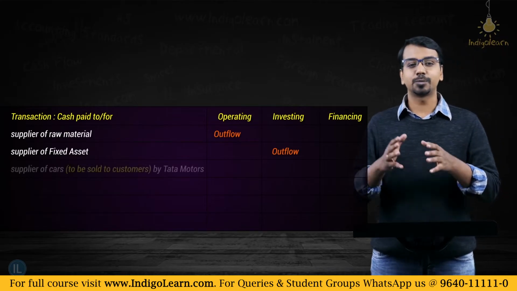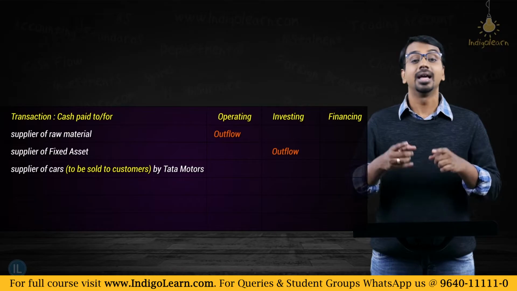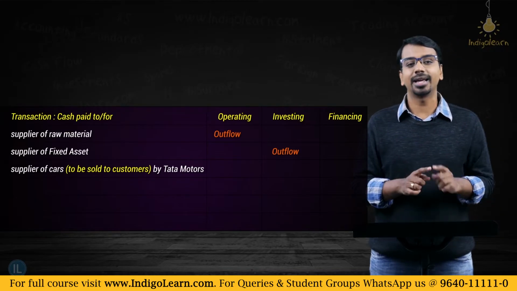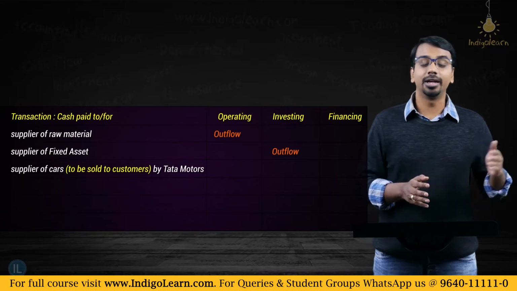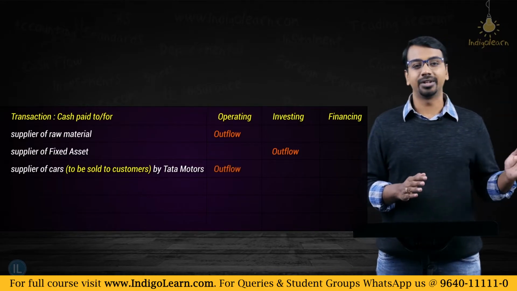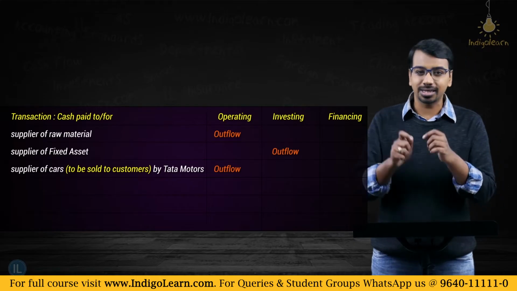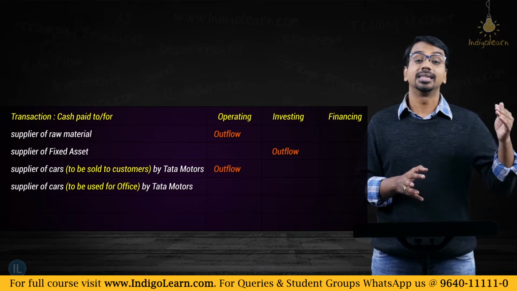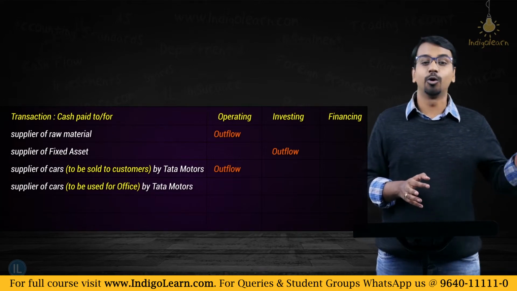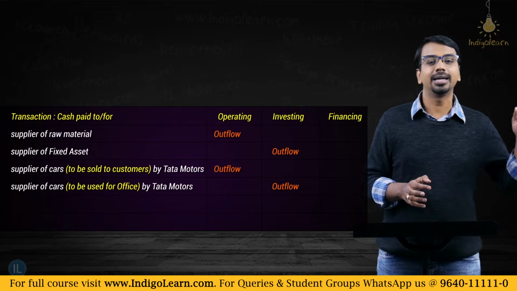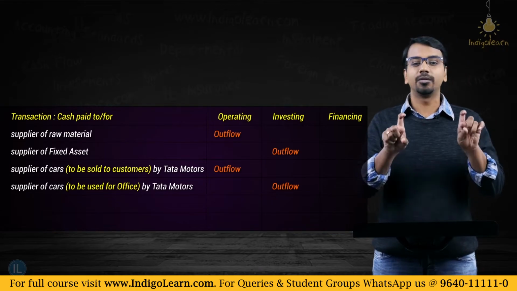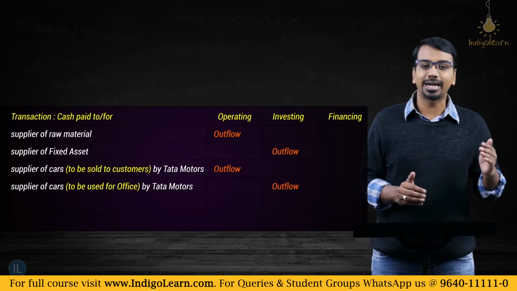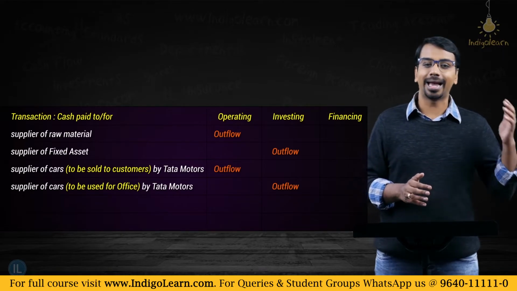Let's say Tata Motors purchases cars and makes payment for them. If these cars are purchased to sell to customers, you will classify it as cash outflow on account of operating activity. But if Tata Motors purchases cars for its office or administrative purposes, then you will say it is a cash outflow, but towards investment activity. See, that difference has to be very clear. Something related to core activity or core operations, only those you will classify under operating activities.